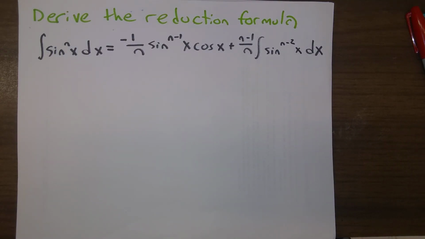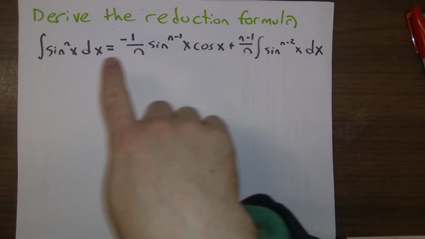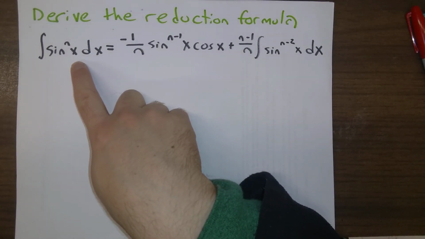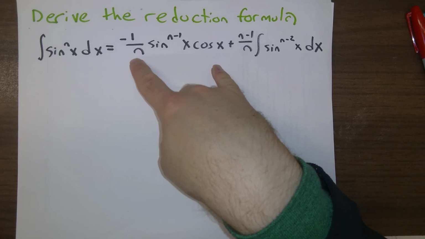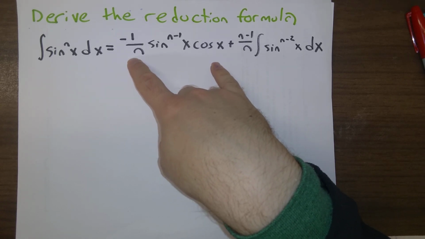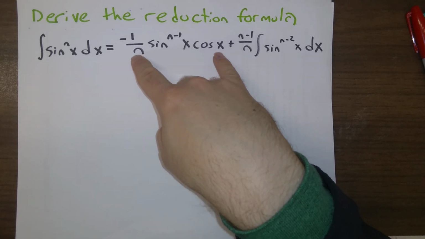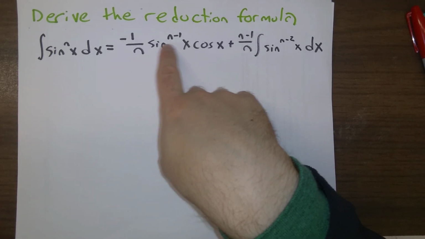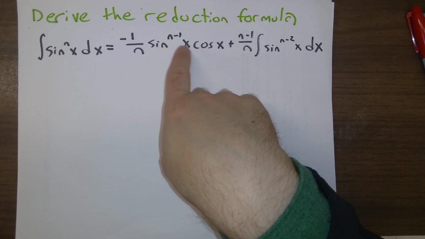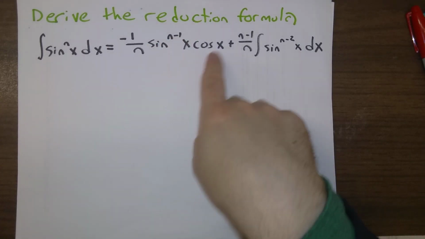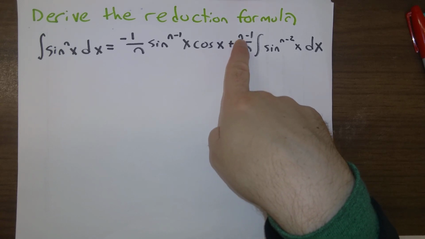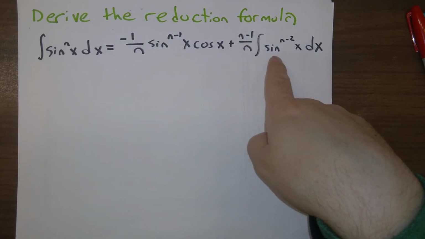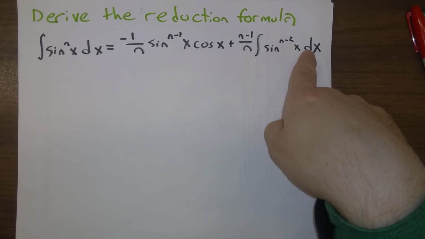We're thinking of n as some positive integer, so this would be asking you to evaluate the integral of sine of x raised to, let's say, the 11th power or something like that. Instead of giving us a straightforward answer, what this formula does is reduce the integral to a simpler one. Let's see what's going on over here. We would have minus 1 over n times sine of x raised to the n minus first power times cosine x. So that's a pretty simple term. Plus n minus 1 over n times the integral of sine of x raised to the n minus 2 power.